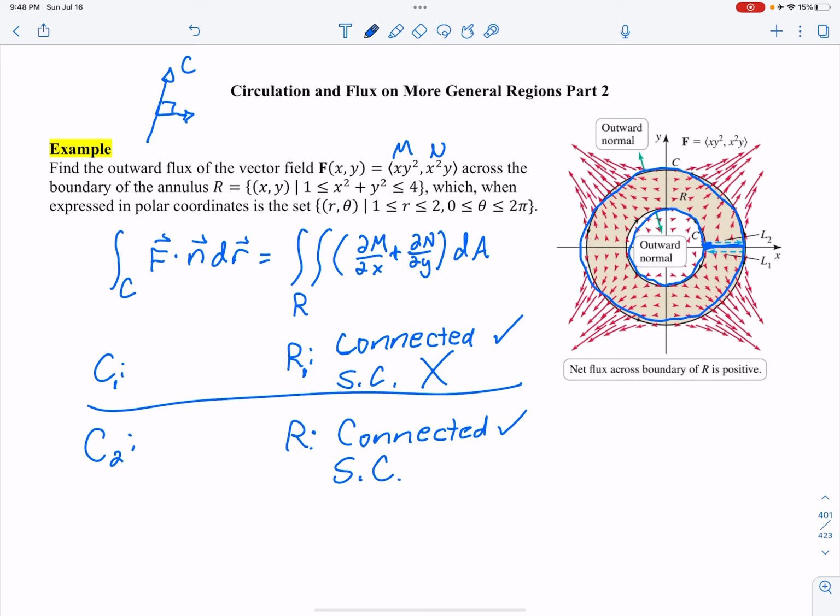But simply connected, now I can't draw it around the hole because there's a boundary there. So it would have to be some boundary like this, and that boundary does contract down into C. I can't make it go all the way.